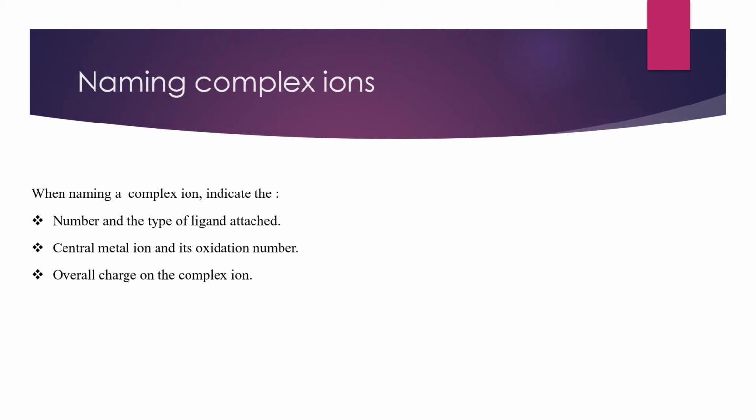You must also indicate the central metal ion and its oxidation number. So you need to learn how to calculate the oxidation number of a metal here. That information has to be included in the naming. And then finally we need to calculate the overall charge of the complex ion.